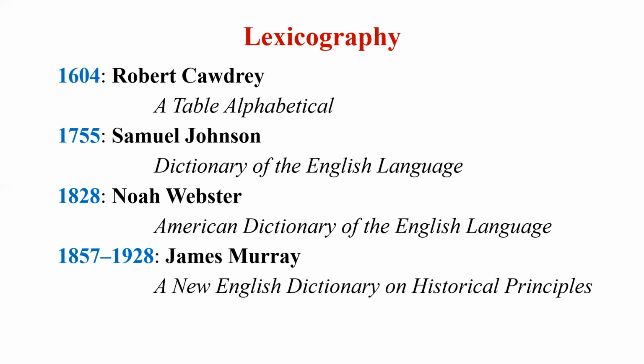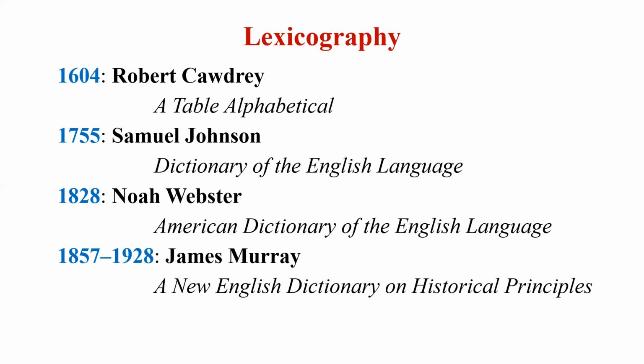So we have 1755, Samuel Johnson's famous Dictionary of the English Language, which is a landmark. Then when it comes to American English, the landmark 1825, Noah Webster's American Dictionary of the English Language, because Webster said, in America, we have our own English, in terms of spelling, in terms of meaning, in terms of grammar. American English differs from British English.